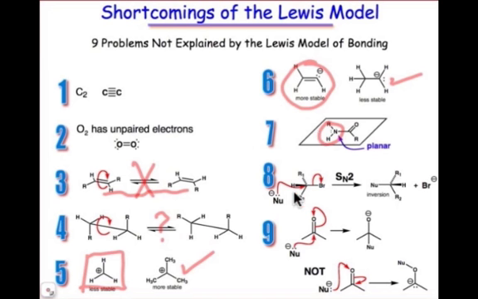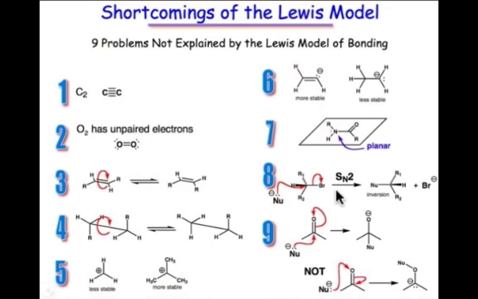In the next example, number 8, the SN2 mechanism goes by a backside displacement. And why is that? What's the reason behind that backside displacement? Similarly, in number 9, why is it that a nucleophile will attack the carbonyl carbon instead of the carbonyl oxygen? The Lewis model doesn't explain that behavior, but we'd like a model that could.